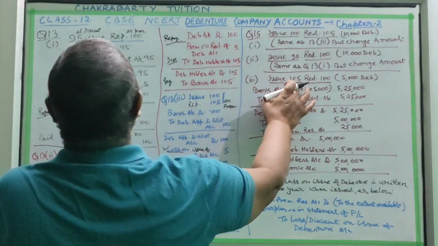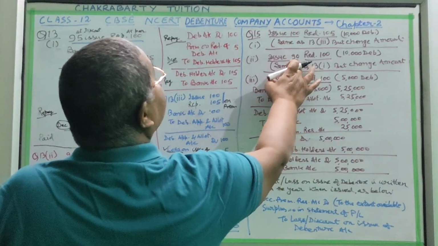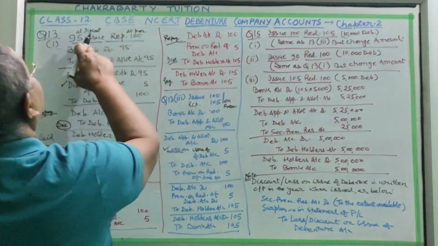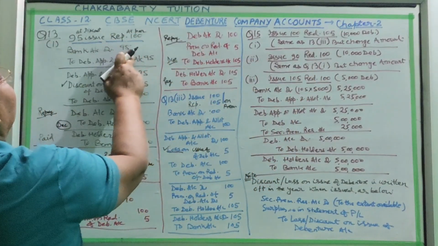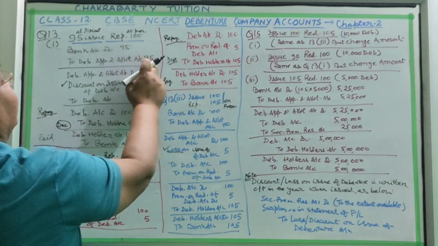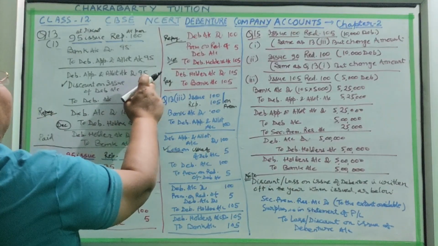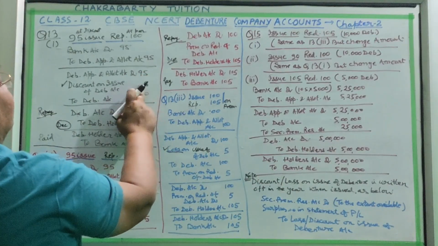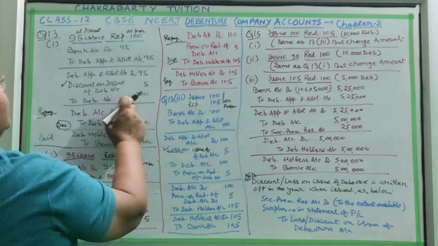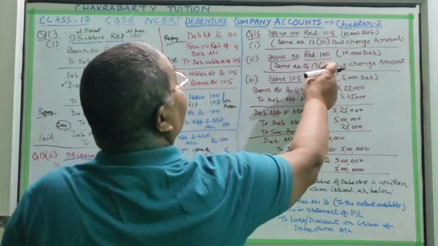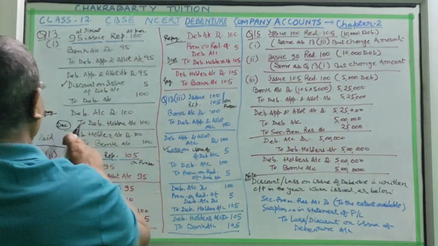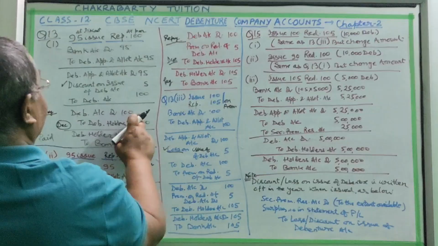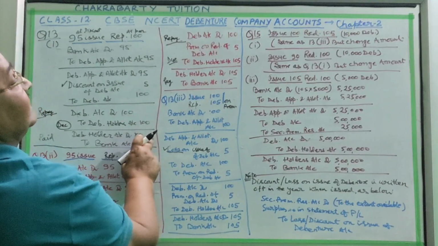So here the discount is 90 rupees. Here it is 95 rupees. So only thing, instead of 95 you write 90 rupees. And for the discount, instead of 5 you write 10 rupees and multiply it by 10,000. And its redemption also in the same way, 2 entries you have to write by changing the amount.